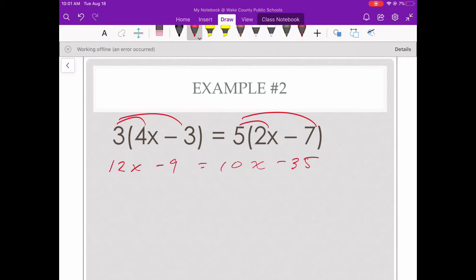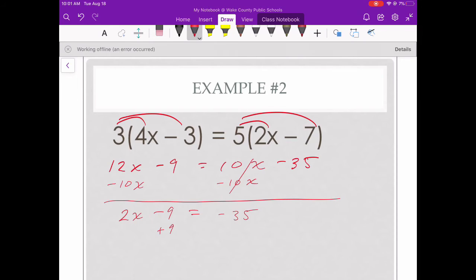All right, so now I'm going to concentrate on solving. 12x on the left side, 10x on the right side. There are more x's on the left, so I'm going to send my x's to the left and my constants to the right. So positive 10x means the inverse operation is minus 10x. I'm going to subtract 10x from both sides. That's going to give me 2x minus 9 is equal to negative 35.